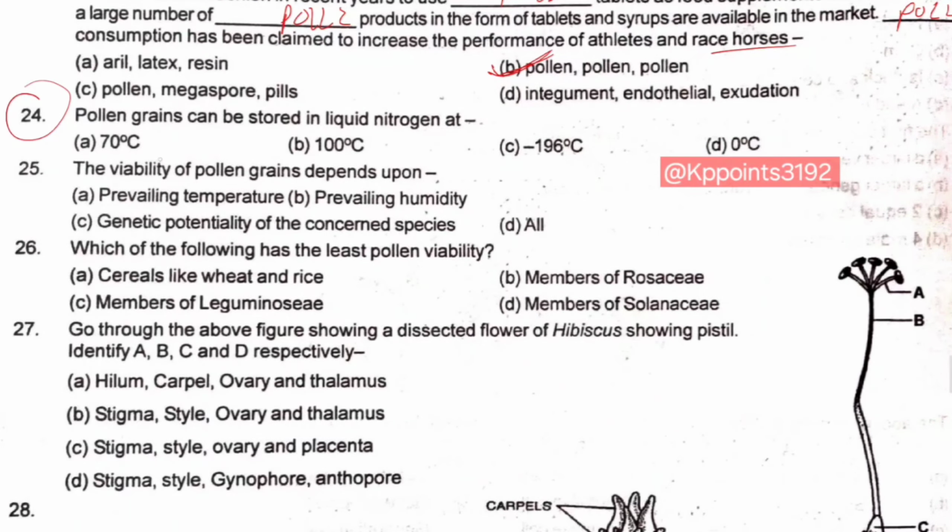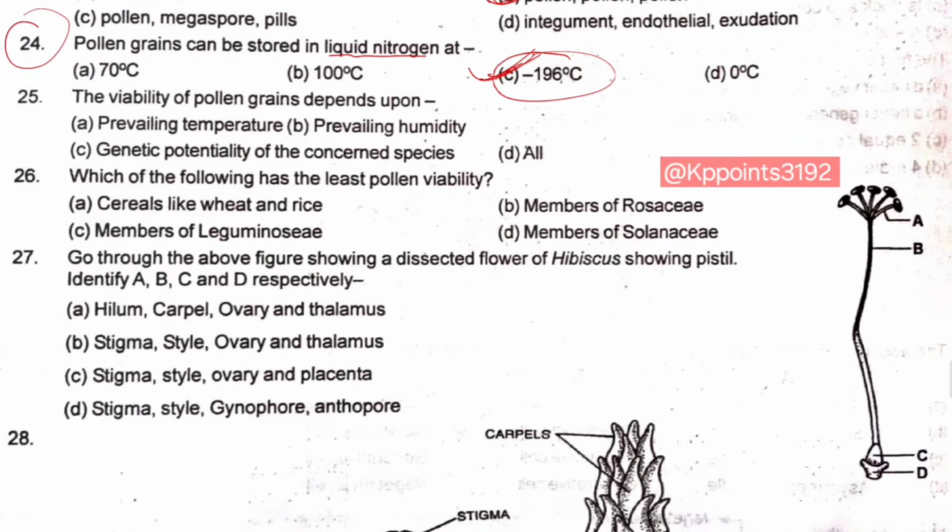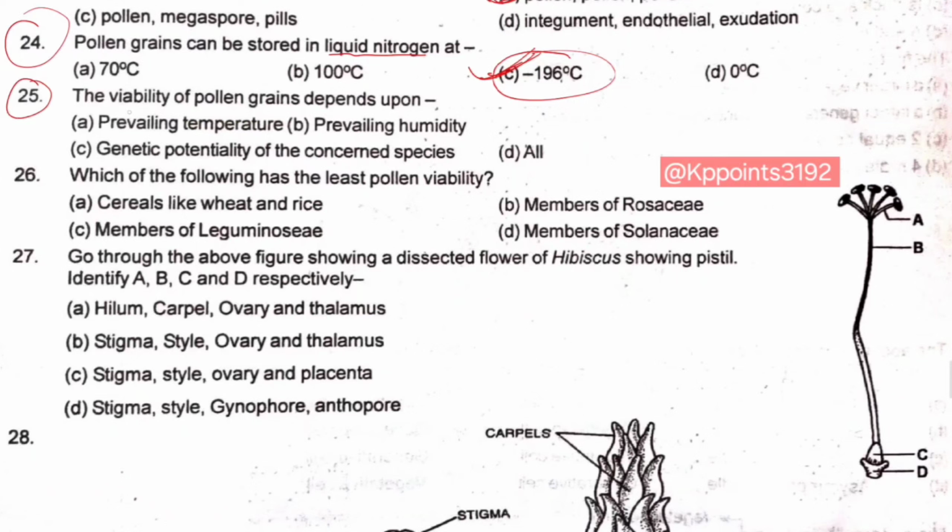Now question number 24. Pollen grains can be stored in liquid nitrogen at minus 196 degrees Celsius, known as cryopreservation. Question number 25. The viability of pollen grains depends upon humidity. Yes, depends upon temperature. Yes, and the genetic potentiality of the concerned species. Obviously, the lifespan or viability of pollen grains varies from species to species. Clear? So the answer is all of these.